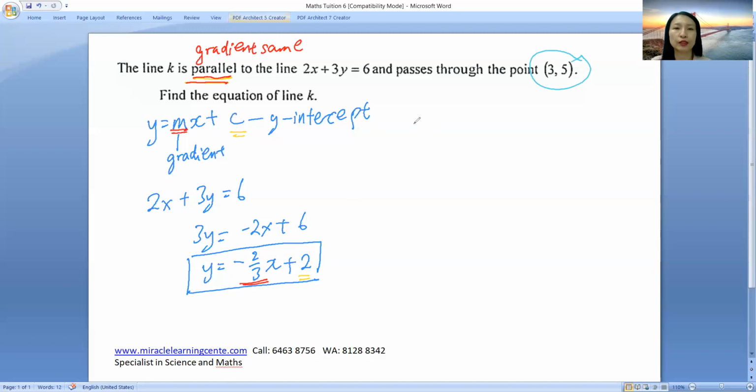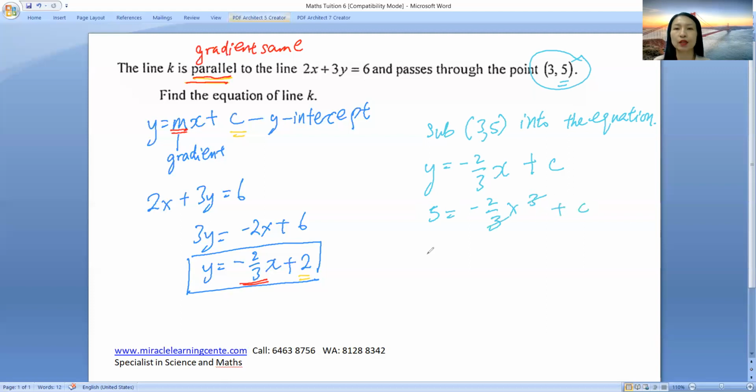So this equation is y equals minus 2/3 x plus c. We're going to find c. We're going to substitute this point in. Okay, so you substitute (3, 5) into the equation of the line. So what is y? y is actually 5. And x is actually 3.